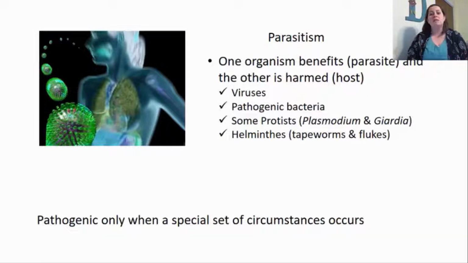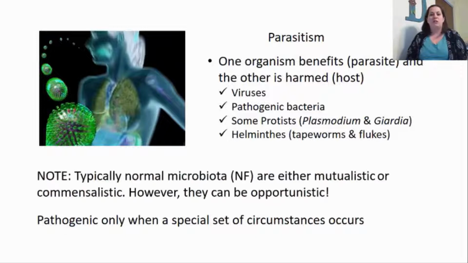Viruses fall into this, pathogenic bacteria, the ones that make you sick, some protists, for example Plasmodium and Giardia. We also see some helminths are part of this. This would be like your tapeworms and your flukes. Now note here, typically normal microbiota are neither mutualistic or commensalistic. However, they can be opportunistic.